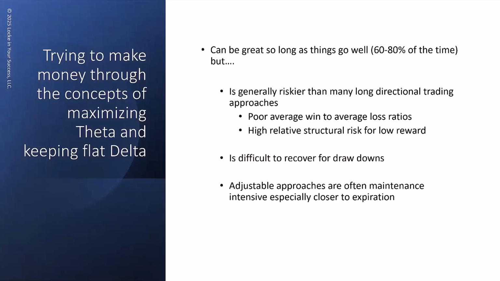I can do that all day long with directional trading a lot of times, but I can't really do that with this type of trading. If I start dropping size because I'm going through a rough period, that's going to be very, very problematic for my overall returns. And the other thing with this general approach is that adjustable approaches, where I'm making adjustments, are often pretty maintenance intensive, especially as we get closer to expiration and our theta starts to increase and our gamma starts to increase. And if we get a lot of price movement during that period of time, then we have a lot of challenge, a lot of maintenance in having to deal with the trade.